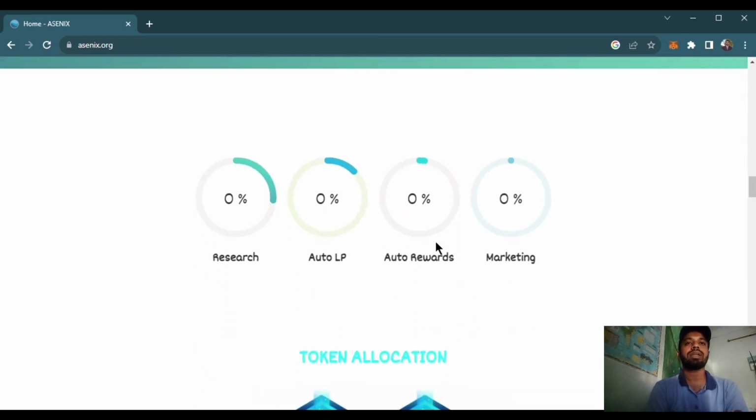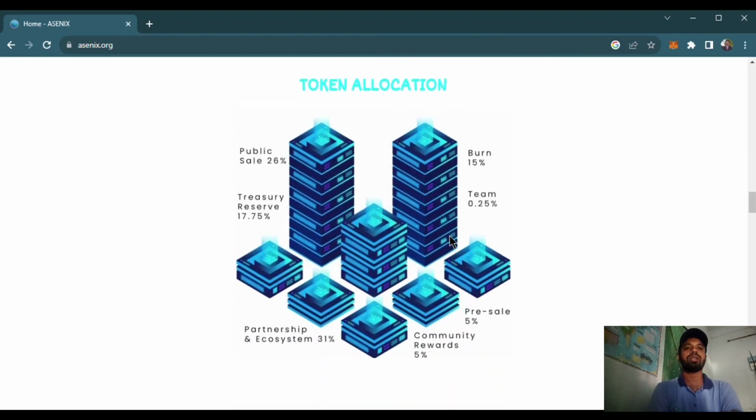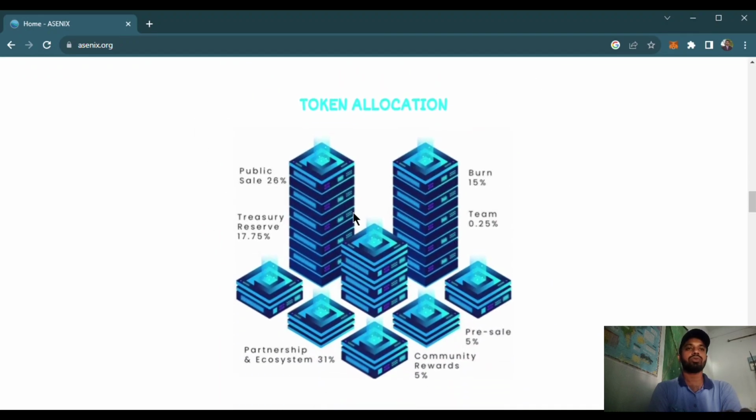Also, here is their distribution plan. 4% is for reserves, and 3% is for auto LP, and 2% for auto dealers, and 2% for the marketing. Here is the token allocation. You can check the token allocation.